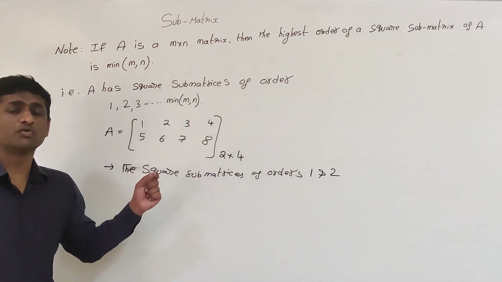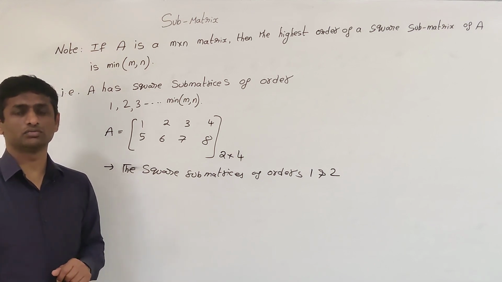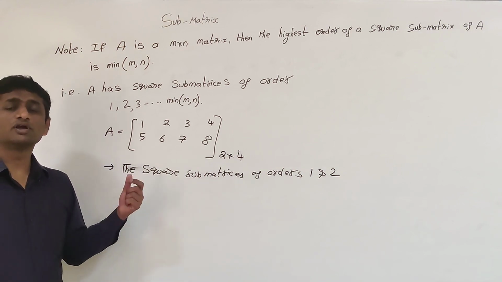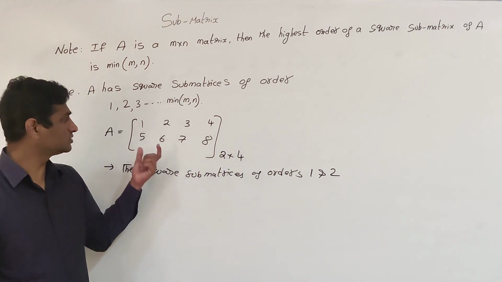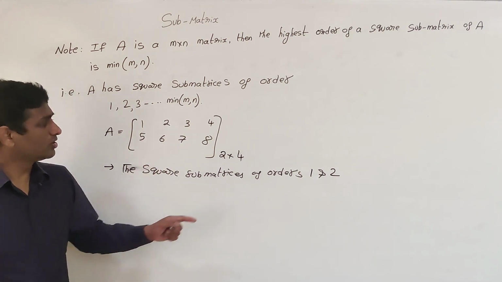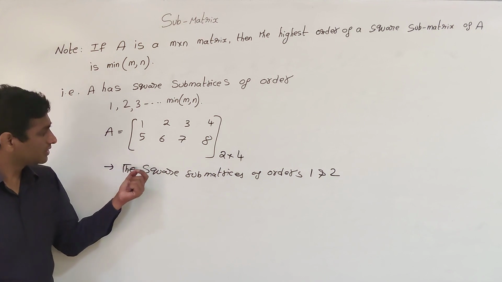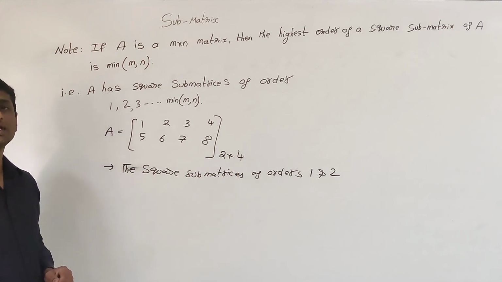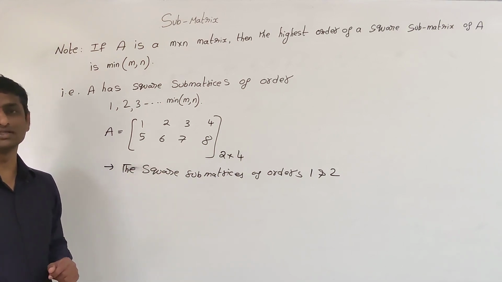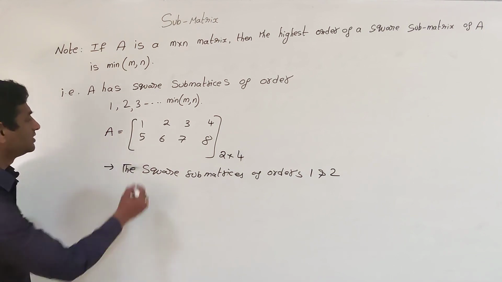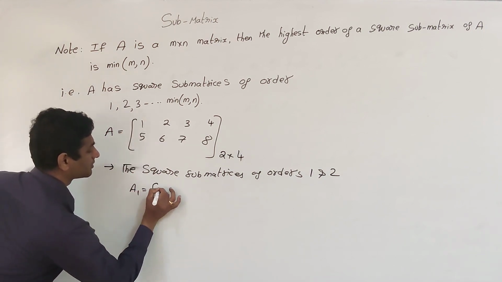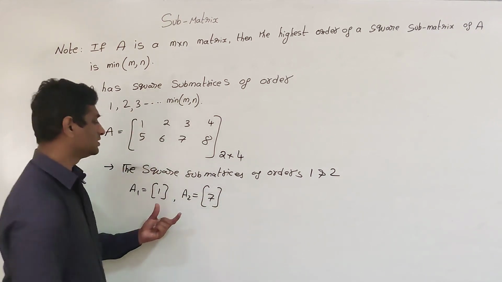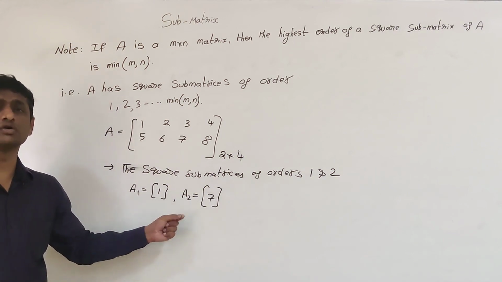That means we can have 1 by 1 as well as 2 by 2. We can't have 3 by 3 because there are no 3 rows, or 4 by 4 because there are no 4 rows. Let me give one example of a square submatrix of order 1. Every element is a submatrix of this matrix A, that is, 1, or 2, or 7. So these are some square submatrices of order 1.